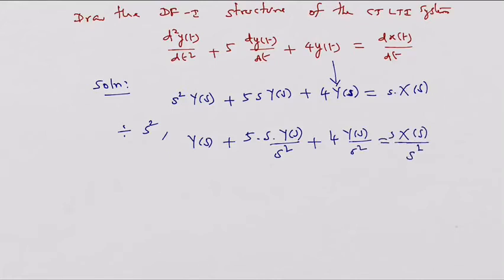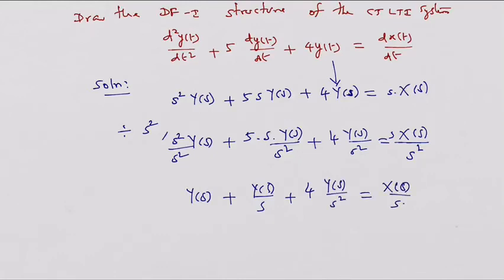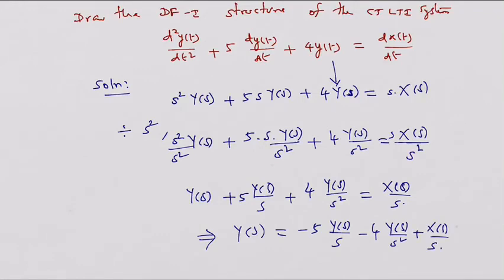X of s is already available, and I am going to divide it by s squared. So s squared by s squared gives Y of s, plus 5 Y of s by s plus 4 times Y of s by s squared is equal to X of s by s. Agreed? So what you will do finally, you have to rearrange the expression such that output Y of s is alone on one side, and all the other terms are taken to the other side. So this will become Y of s equals minus 5 times Y of s by s minus 4 times Y of s by s squared plus X of s by s, right? Just keep this equation in your memory.